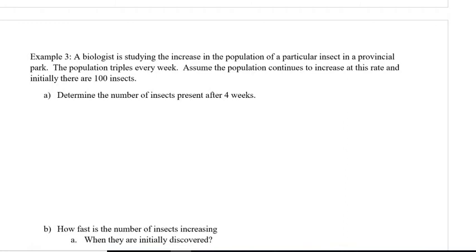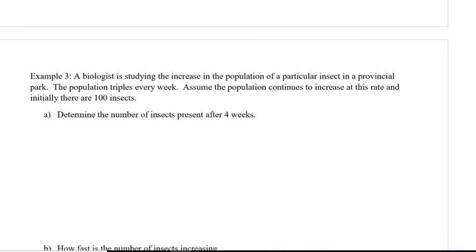Example 3, we're going to do an application question now. A biologist is studying the increase in the population of a particular insect in a provincial park. The population triples every week. Assume the population continues to increase at this rate, and initially there are 100 insects. So question A says determine the number of insects present after 4 weeks.